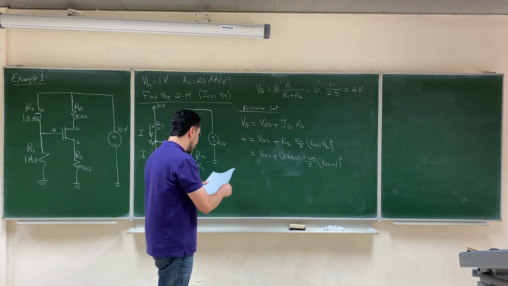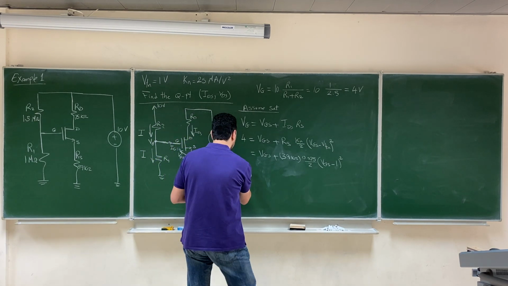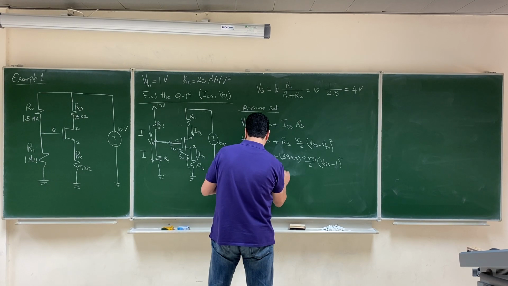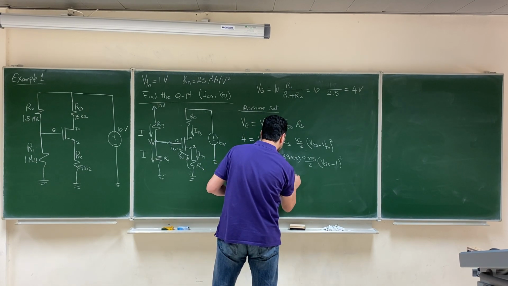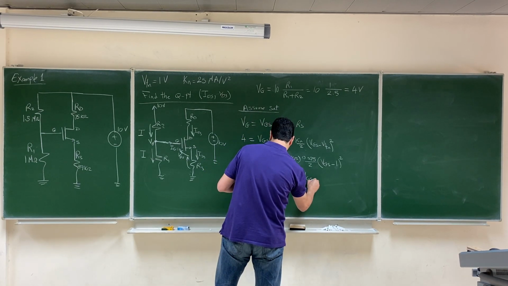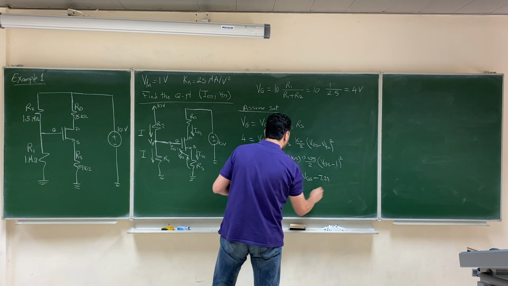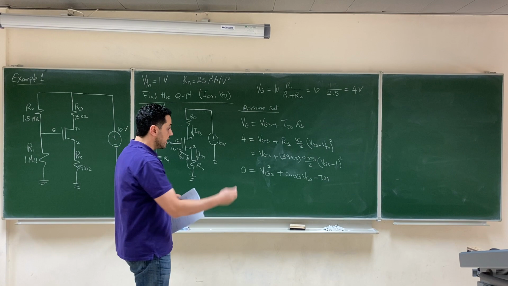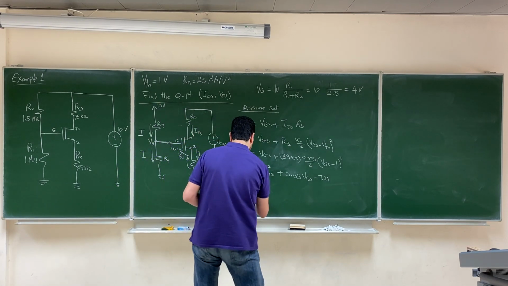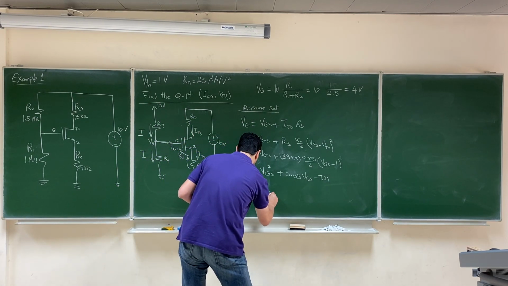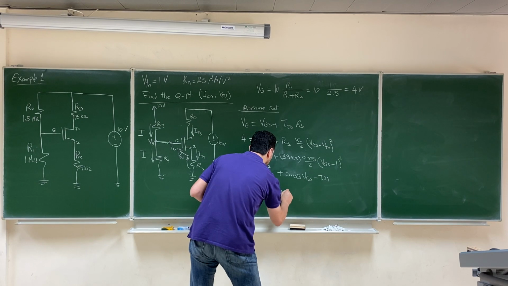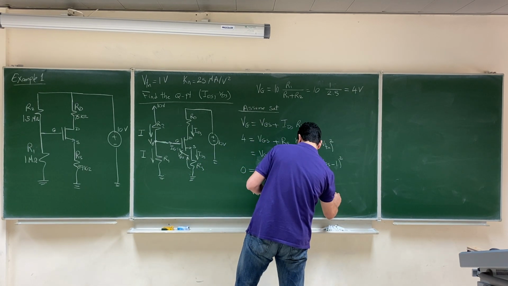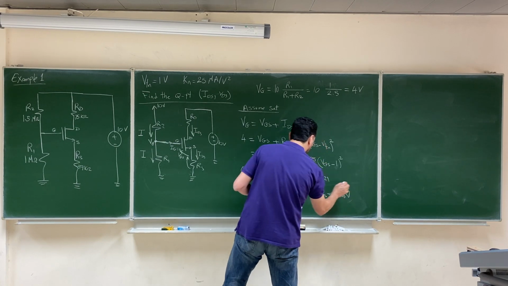If you expand this quadratic equation, you will find that you can write it as 0 equals VGS squared plus 0.05 VGS minus 7.21. Of course, you can solve this quadratic equation to find its roots, and you will find that you have two roots. VGS equals negative 2.71 or VGS equals 2.66 volt.